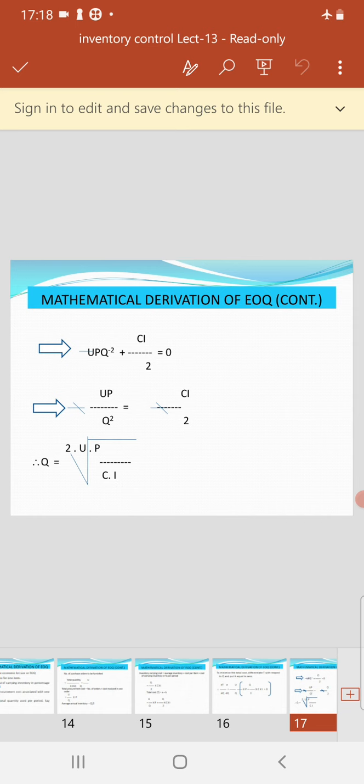Using this formula, we can calculate the economic order quantity for a particular case, and this quantity will be ordered at the reorder level. So with this, we have completed the inventory control chapter.